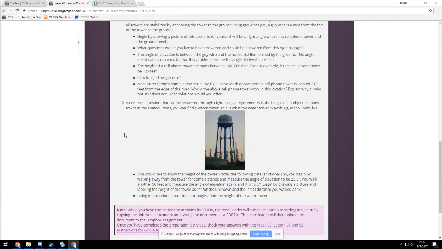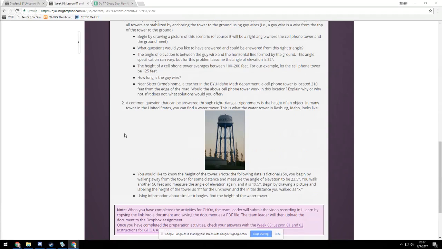A common question that can be answered through right triangle trigonometry is the height of an object. In many towns in the United States, you'd like to know the height of the tower. Note the following data is fictional, so begin by walking away from the tower for some distance and measure the angle of elevation to be 23.5. So we have our two angles.